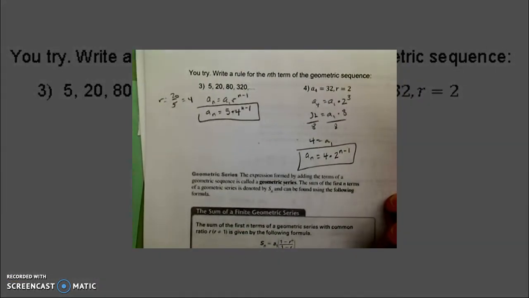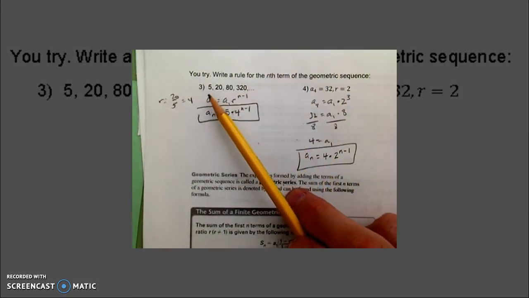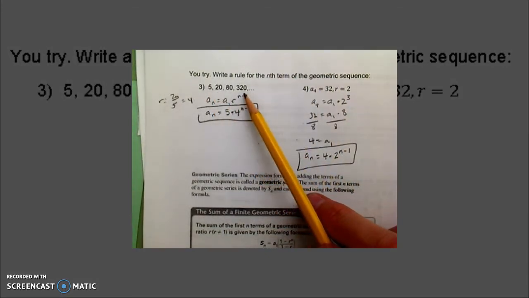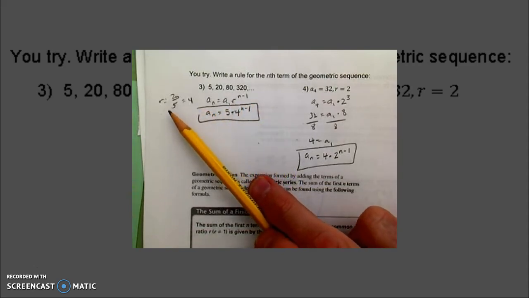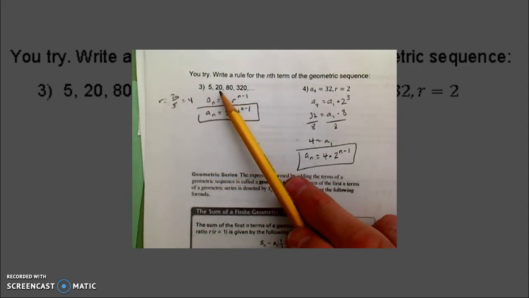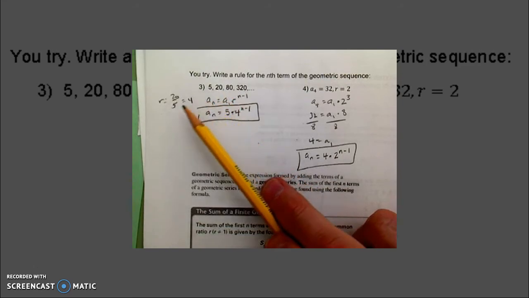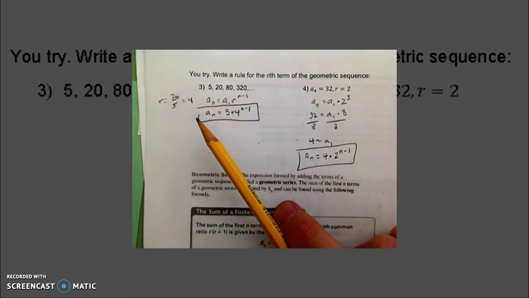Okay, let's look at our work together. So, writing a rule for the nth term of the sequence. Given the sequence 5, 20, 80, and 320, I go ahead and first figure out my common ratio. I'm told that it's geometric, so 20 divided by 5 will give me the ratio. 20 divided by 5 is 4.